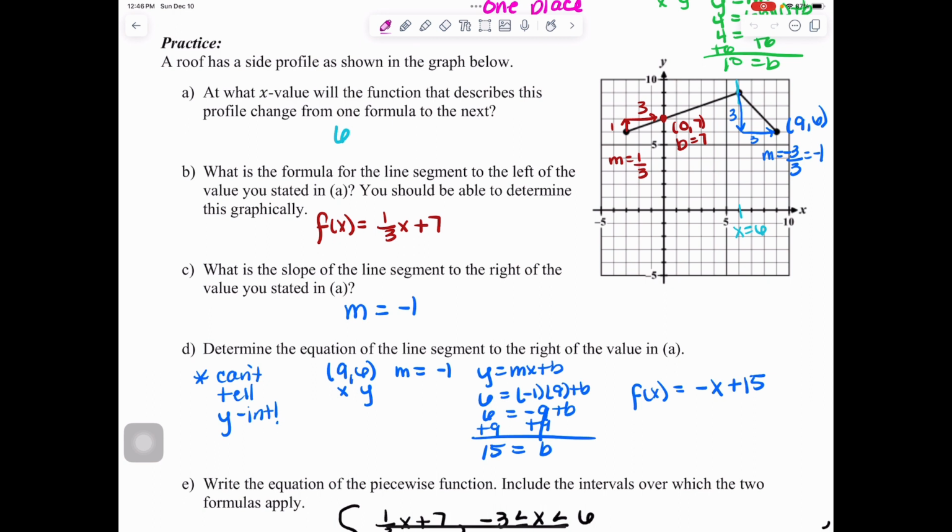So remember, if that happens, you have to find it algebraically. So I'll pick 1 point off of that portion of the graph. I chose 9, 6. So my x value is 9, my y value is 6. I already found my slope was negative 1. Plug all those things into y equals mx plus b and solve for b. I get 15. So now I know that this segment is f of x equals negative x plus 15.